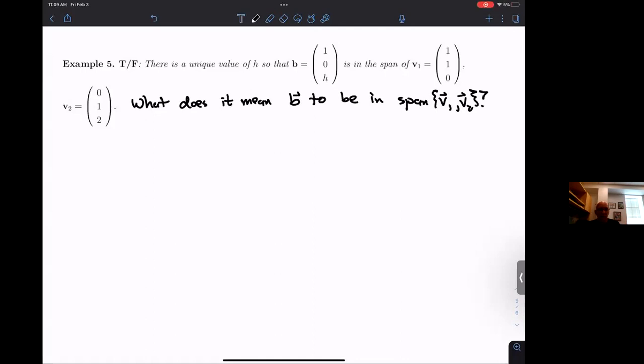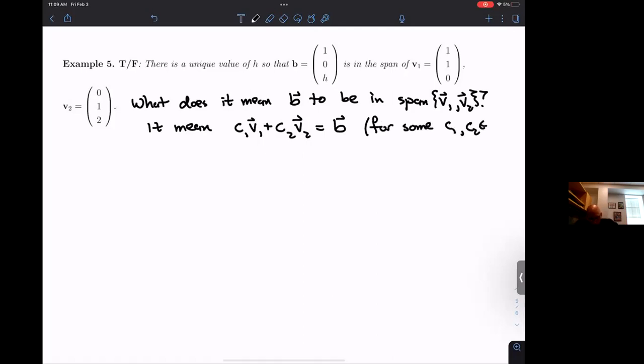Well, by definition, the span is the set of all linear combinations of v1 and v2. So it should mean that there are c1 and c2 weights for those vectors so that the linear combination c1 v1 plus c2 v2 becomes b, right? So this again is for some weights c1 and c2 from the real numbers. Okay, so then the question is, are there c1 and c2 that make this b?